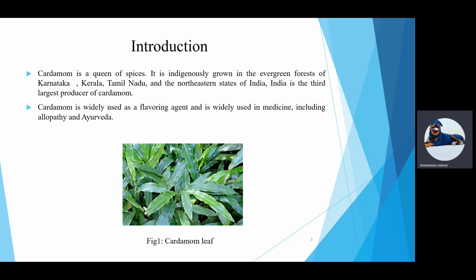There are mainly two types of cardamom, green cardamom and black cardamom. Green cardamom is also known as true cardamom. It is grown in Sri Lanka and India. Black cardamom is also known as large cardamom, which is used as a flavoring agent, and it is grown in the eastern parts of the Himalayas.